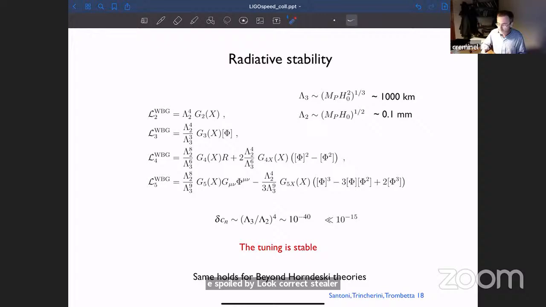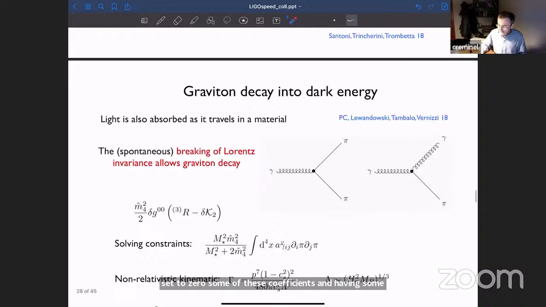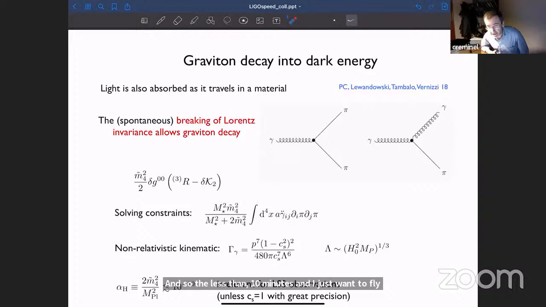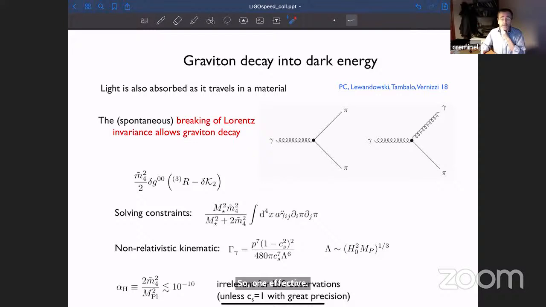So it's still possible to set to zero some of these coefficients and have some effects due to the others. In the last 10 minutes, I just want to flash some additional effects, besides the change in the speed of propagation that people studied, which are all related to the fact that the graviton is moving inside this dark energy fluid, in some sense. So one effect is the possibility that gravitons are absorbed as they propagate through dark energy. Well, this is not surprising. Light can be absorbed as it travels through a material.